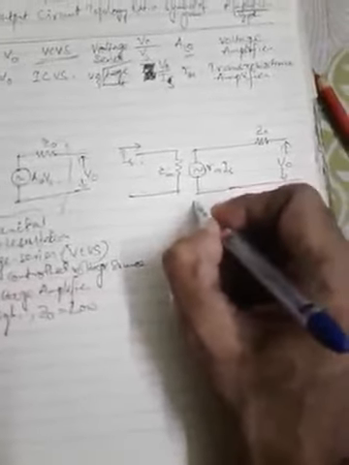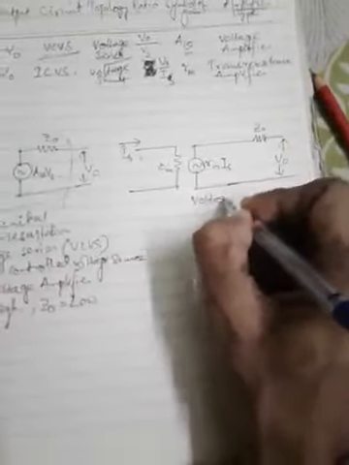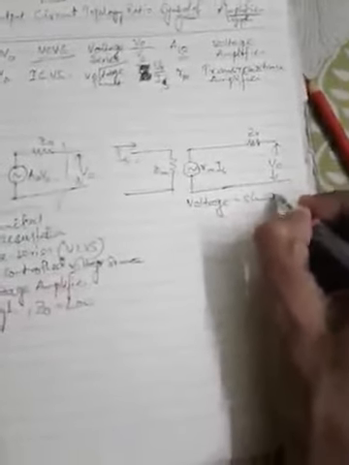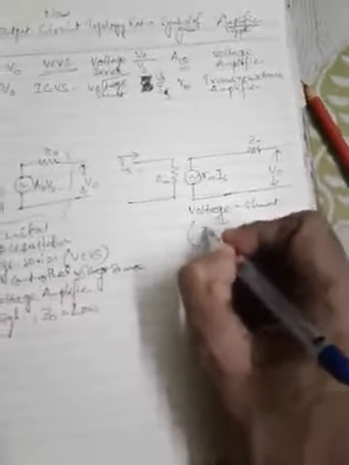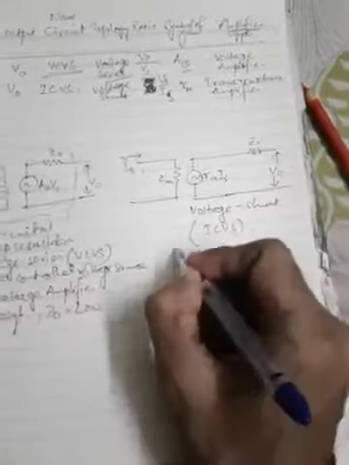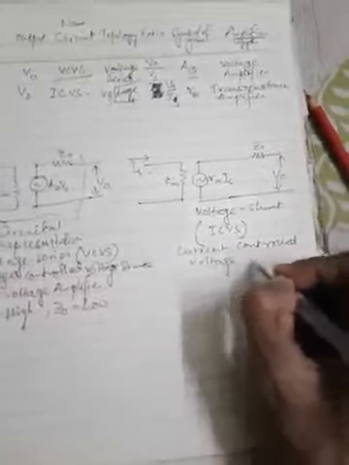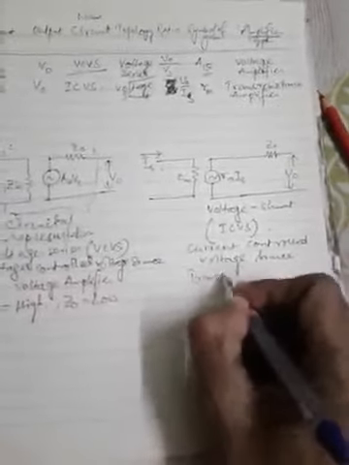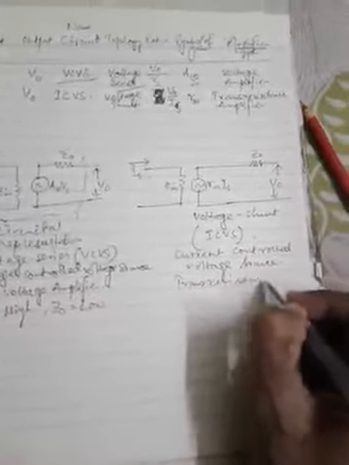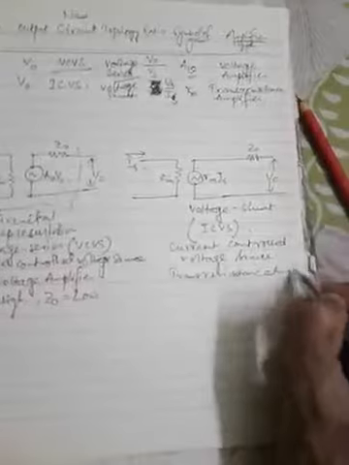Okay, so this is the circuital representation for voltage shunt topology, and this is ICVS, meaning current controlled voltage source, and the name of this particular circuit is trans resistance amplifier. Okay, so this is called a trans resistance amplifier.